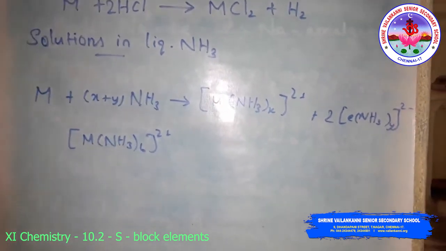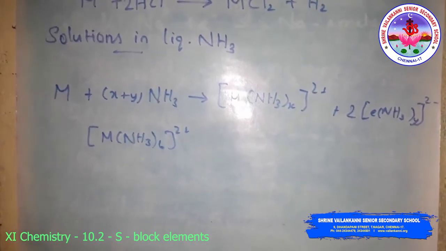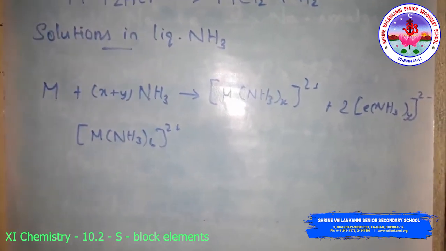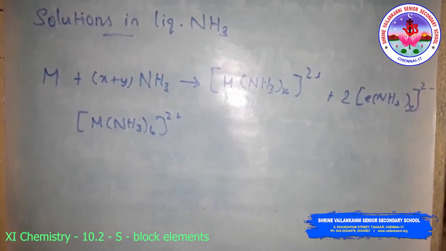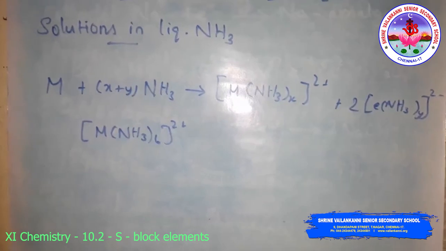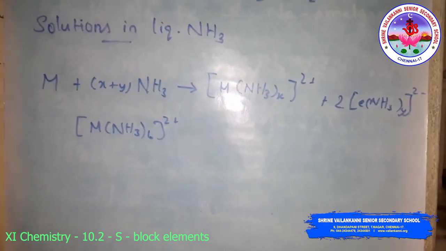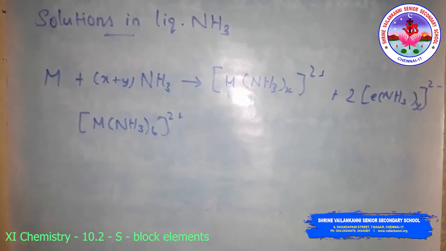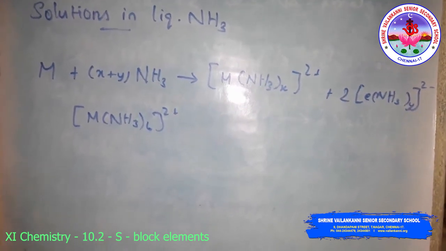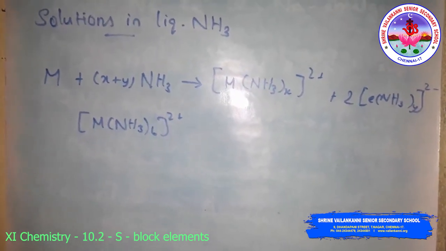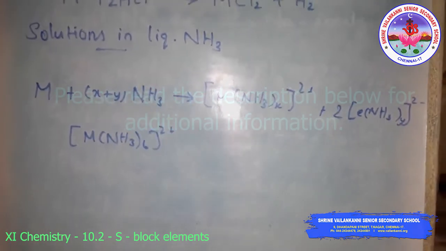Then the uses of the alkaline earth metals. Beryllium is used in the manufacture of alloys; copper beryllium alloys are used in the preparation of high-strength springs. Metallic beryllium is used for making windows of X-ray tubes. It is also used in lightweight materials such as aircraft. So many uses are there.